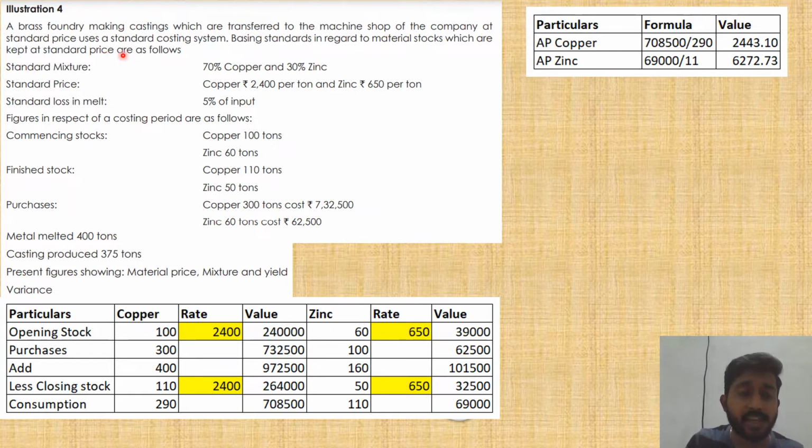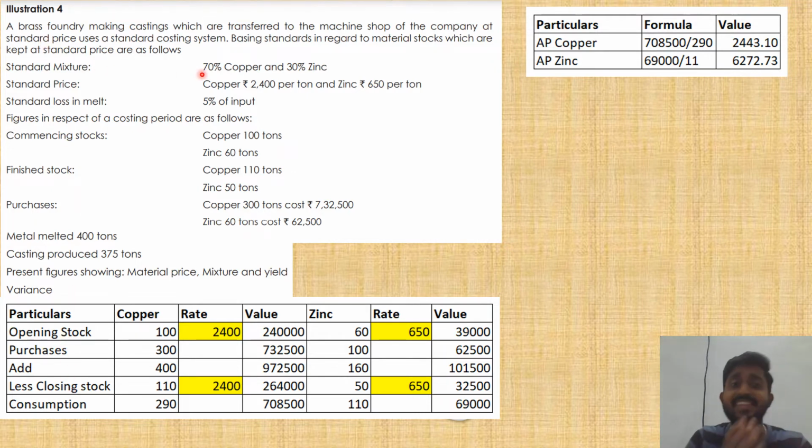They use a standard costing system, and the material stocks are kept at the standard price. So friends, this is the important clue. We should not miss out any of the clues that are given here. Material stocks are kept at standard price. So what is the stock? Whether it is opening stock or closing stock. I have taken opening stock and closing stock here.